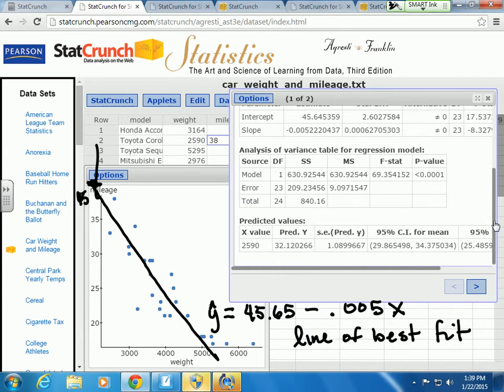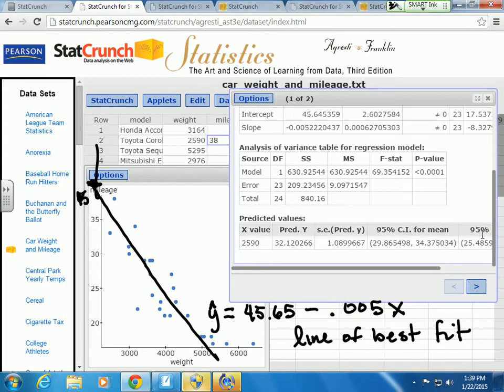No, it calculated the standard error of it. Okay, so the residual is going to be 38 minus 32.12, etc., which is equal to 5.88. That's what the residual is.